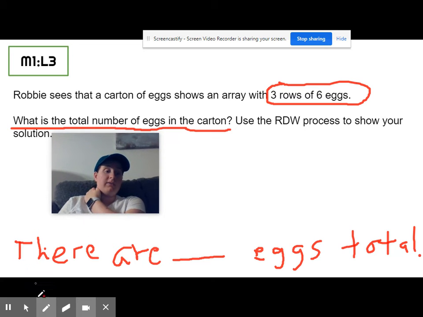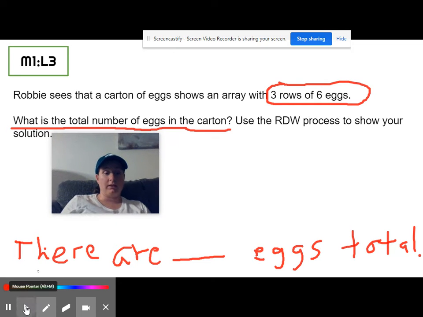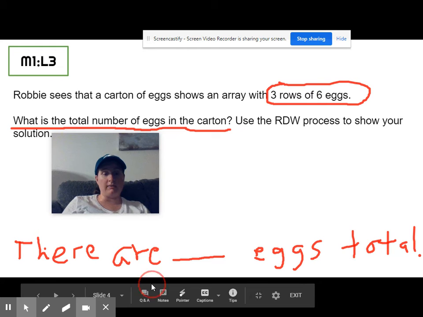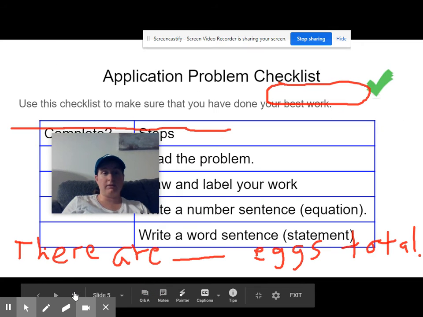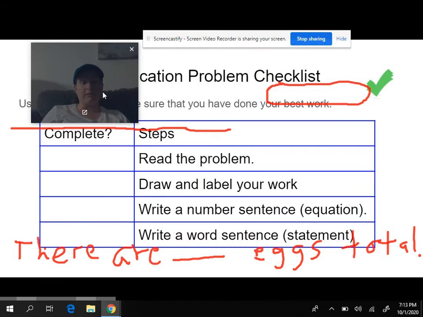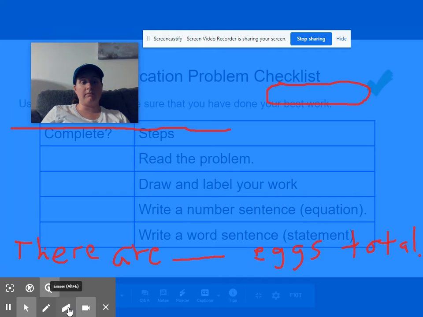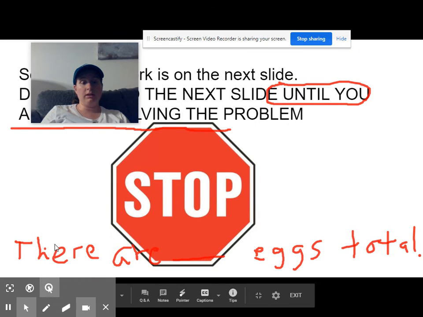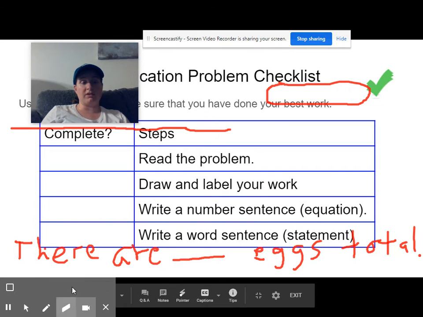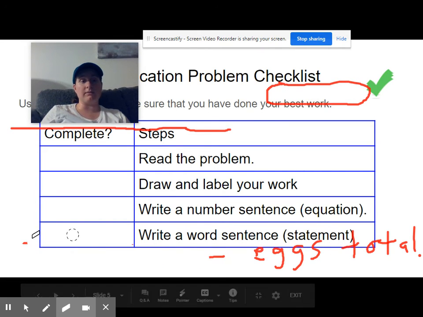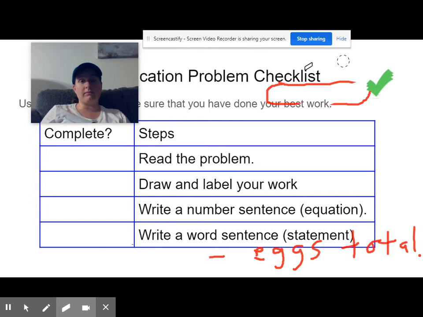All right, if you are back here, then that means you have hit play on the video again, and you have done all these 4 things. You read the problem, you drew and labeled your work, you wrote a number sentence, and you wrote a word statement. So if you did not do all of these things, you need to pause the video now, make sure you follow all these steps, and then hit play again.